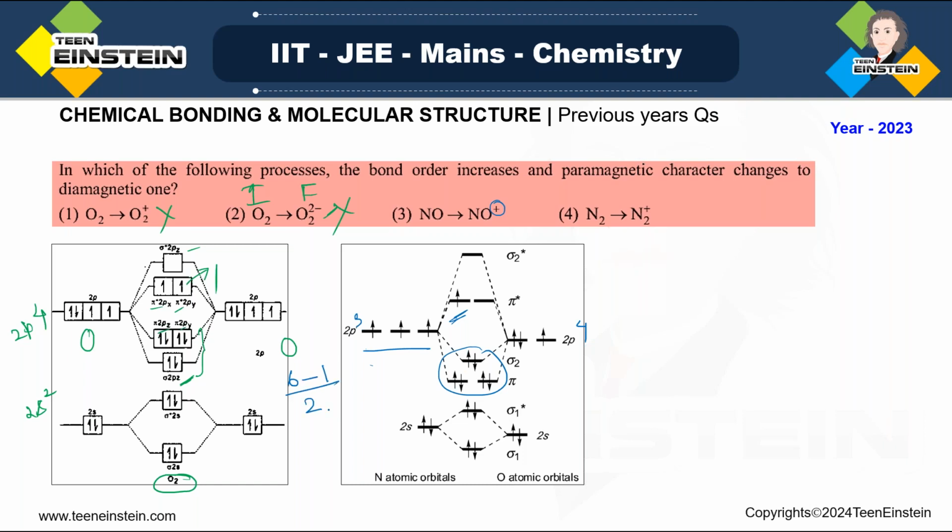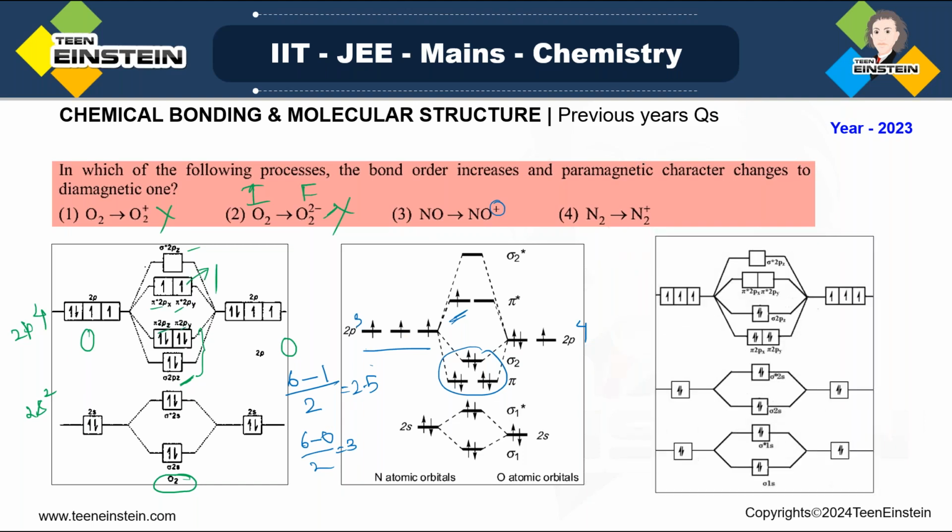But when you are removing this electron, you are converting to NO plus. Now it is 6 minus 0 by 2. So this is 3 and this is 2.5. So yes, bond order is increasing and this should be the correct option. But why the last option is not correct?